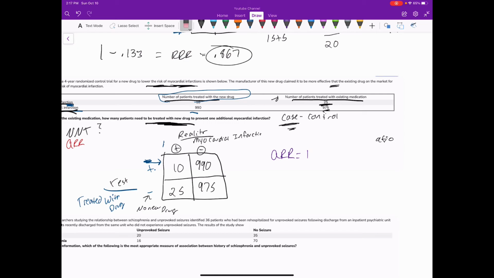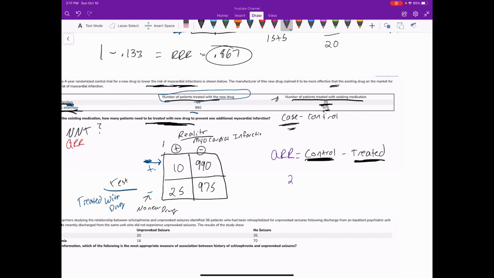Let me erase all this. So it's the control minus the treatment, right? The people who were controlled were the people who didn't get the new drug, and the people who were treated are the people who got the drug. I talked about this in one of the previous videos. That's how you break it down. So the people who didn't get the drug is the control.